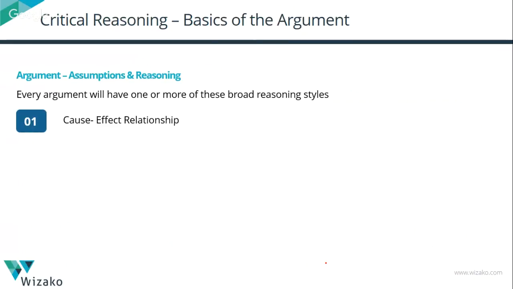An argument could be based on a cause-effect relationship. For example, in this argument, we are saying that because the online program was introduced, it has led to a decrease in the applications for the offline programs, for the classroom programs. That is a cause-effect relationship: the online program is the cause and the decrease in application is the effect. Further, we are saying because there is a decrease in application for the offline programs, there is a decrease in the proficiency of the students who are attending these offline programs, these classroom programs.